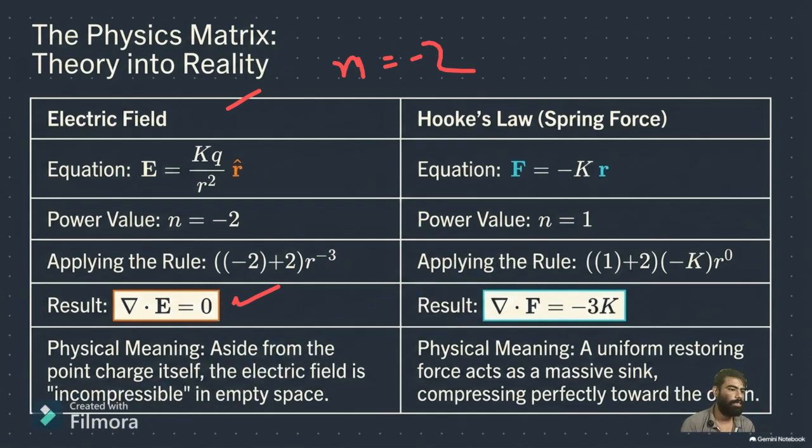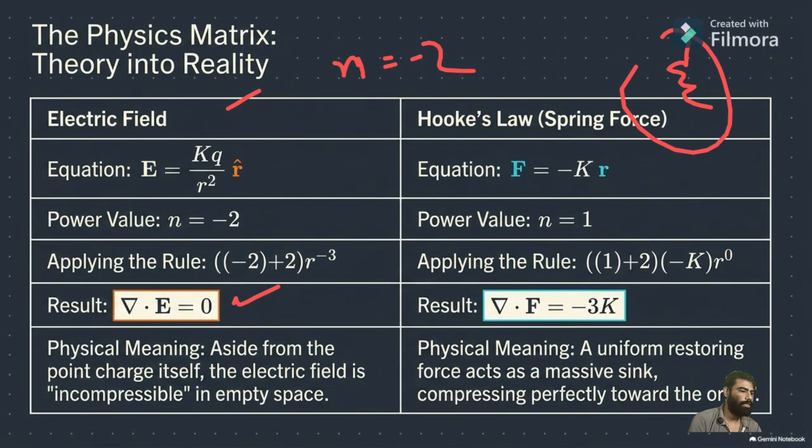And if you see Hooke's law, the motion of the spring, it tells you F is equal to minus kr, so the value of n is here 1. So we can apply the rules we have just learned about the central force field, and then we can find the divergence, that will be minus 3k. It is a huge massive sink. That means it is a massive sink.